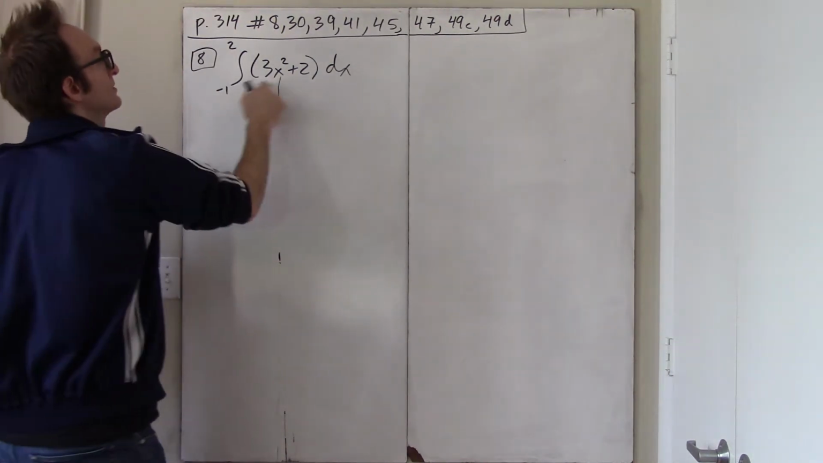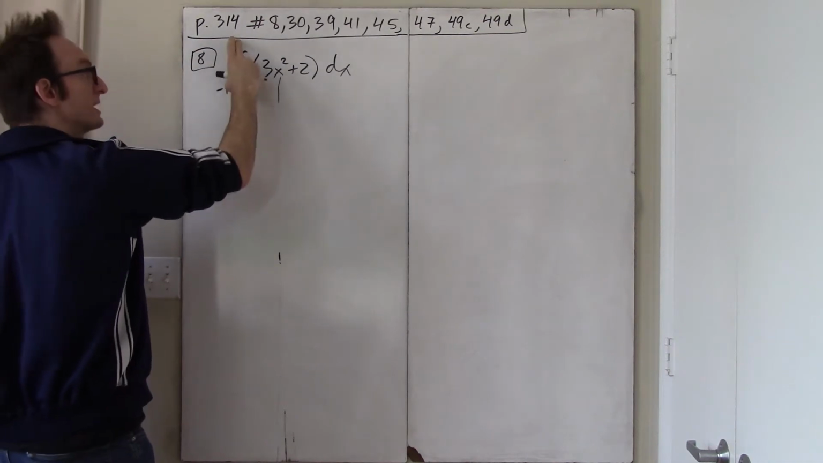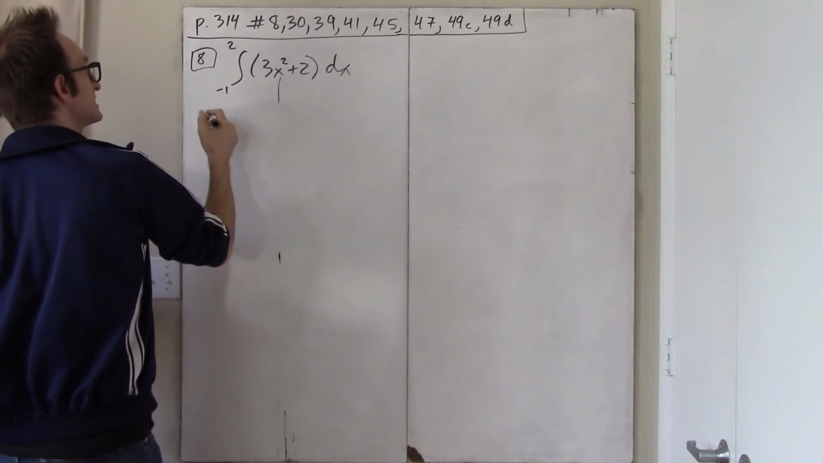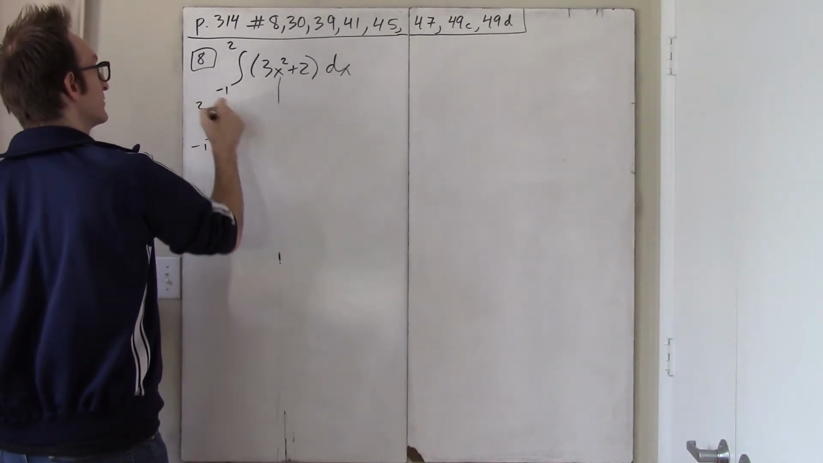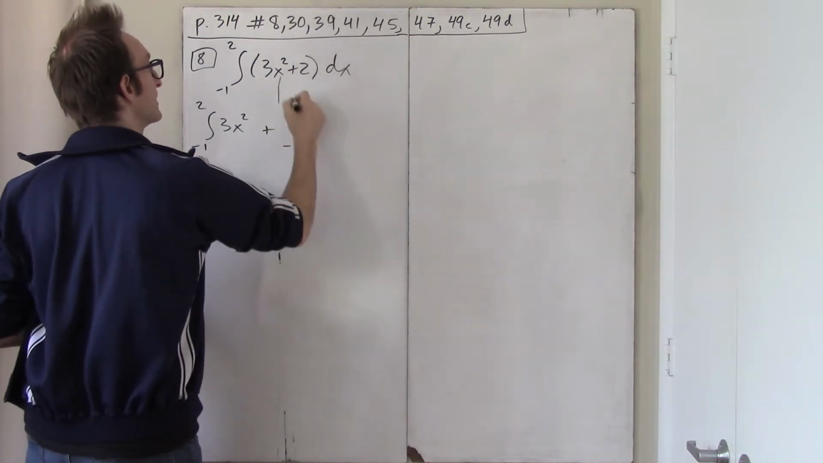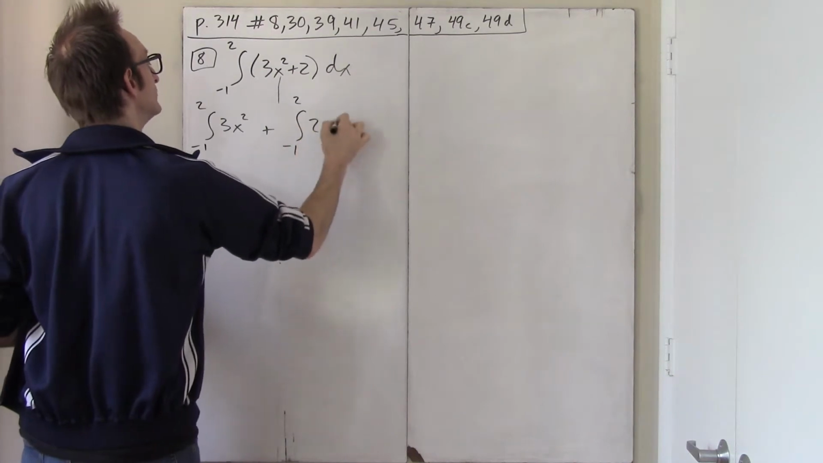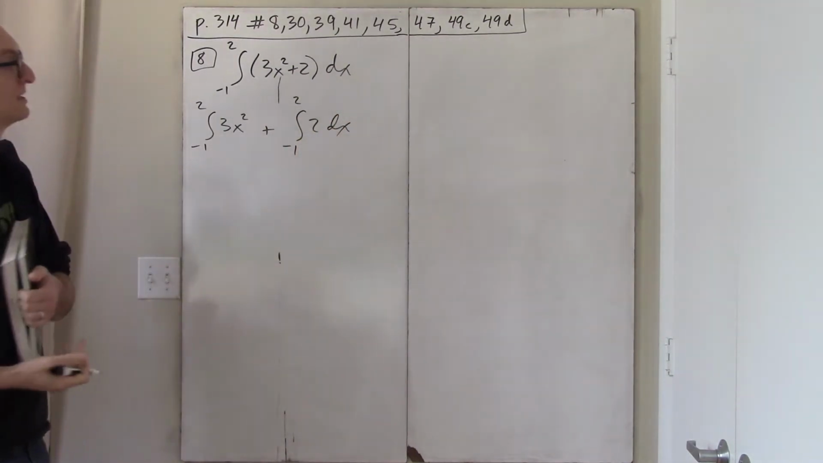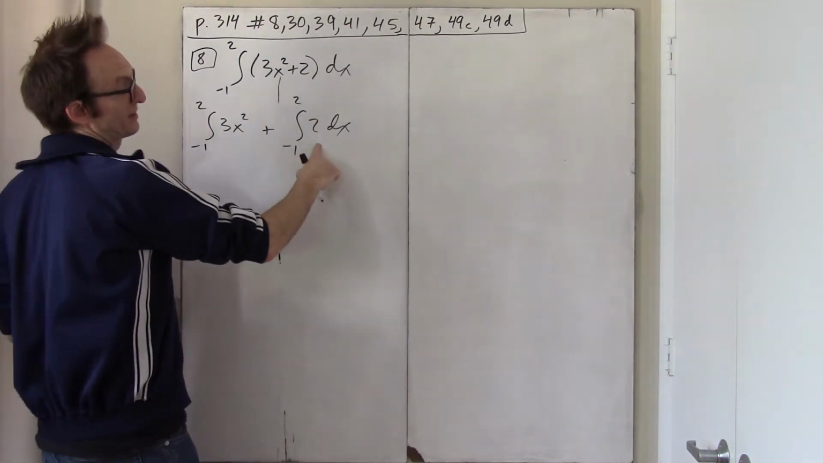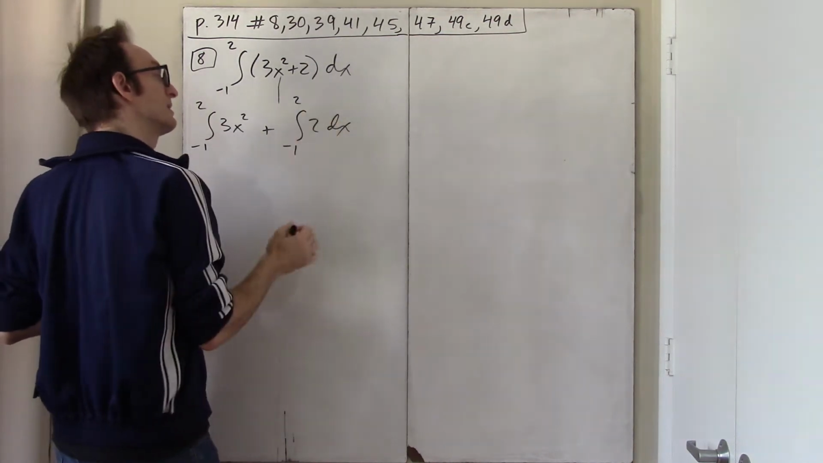And to use properties of integration, what that means is that if we're taking the integral of the sum of two things, well, that's all an integral is, it's an infinite sum. So let's split this up into the integral from -1 to 2 of 3x squared plus the integral from -1 to 2 of 2. And perhaps now we can use a property of integration, which is that the integral of a constant function is just that constant times the width of the interval.